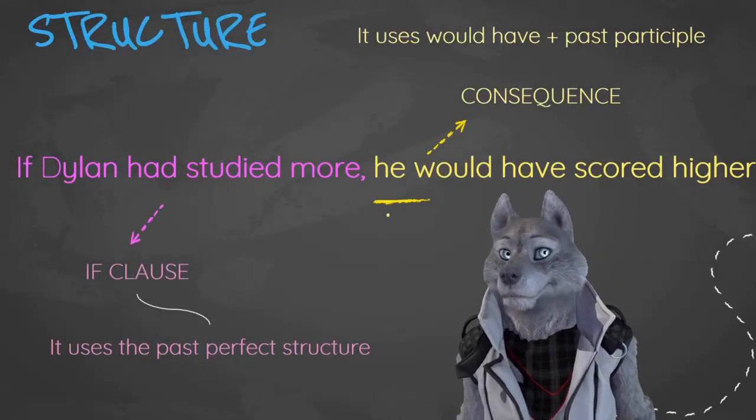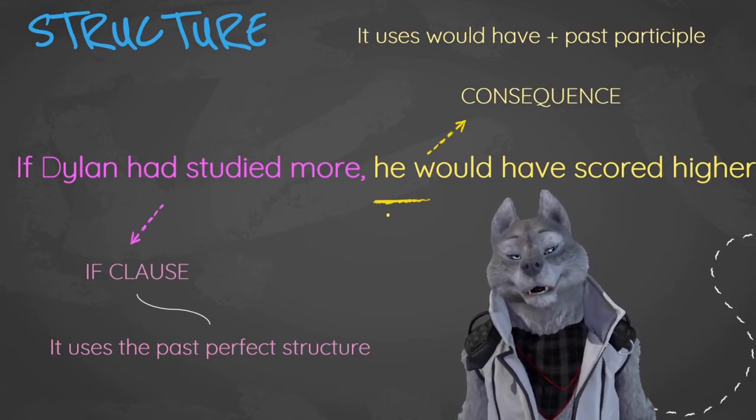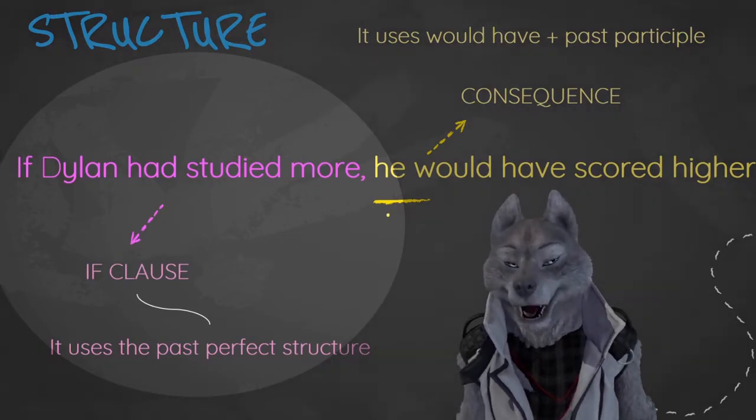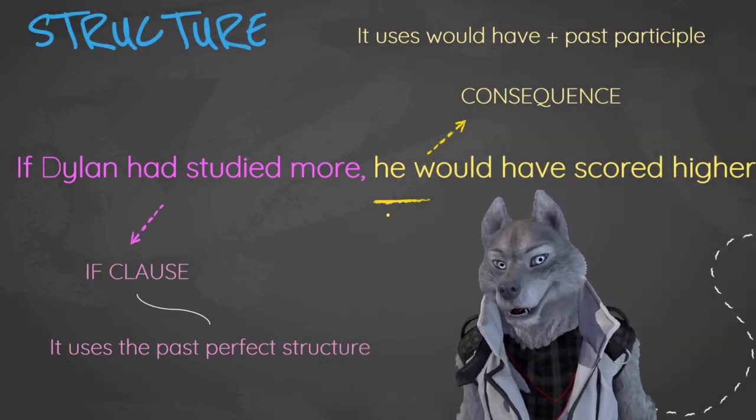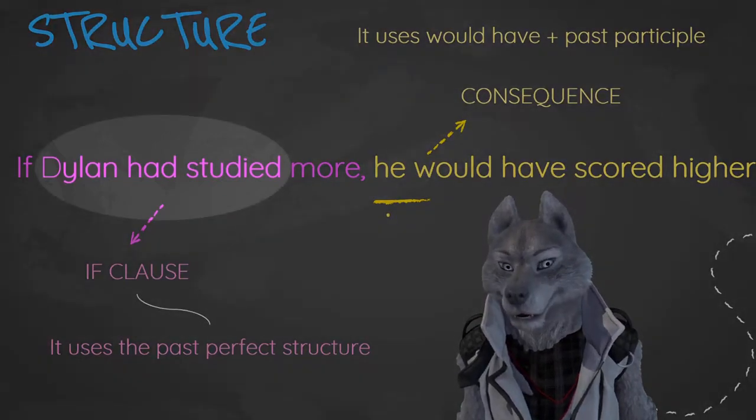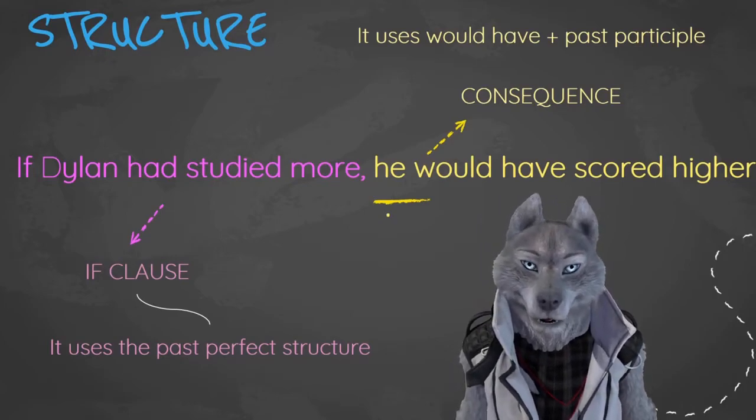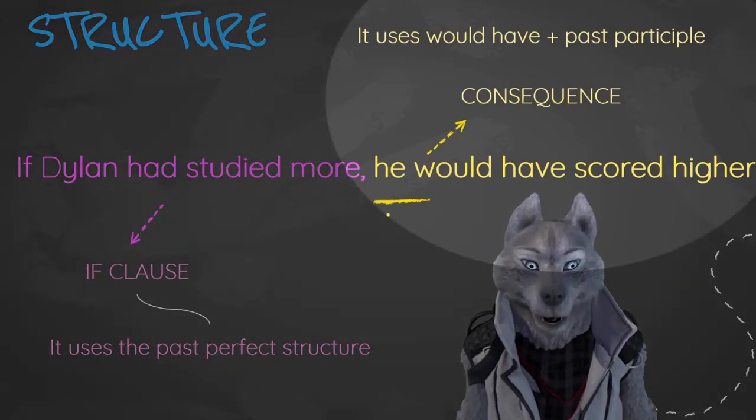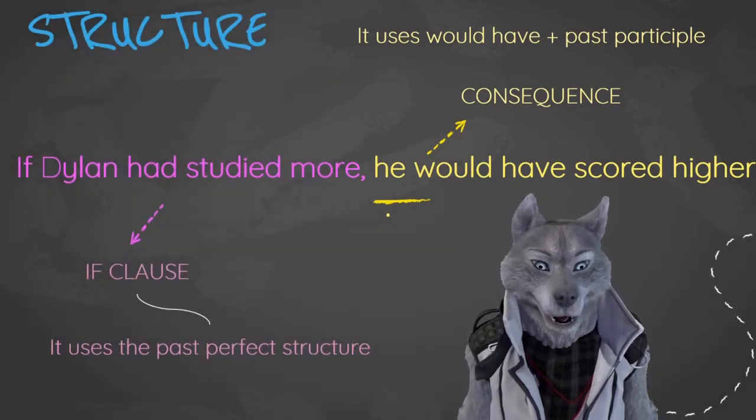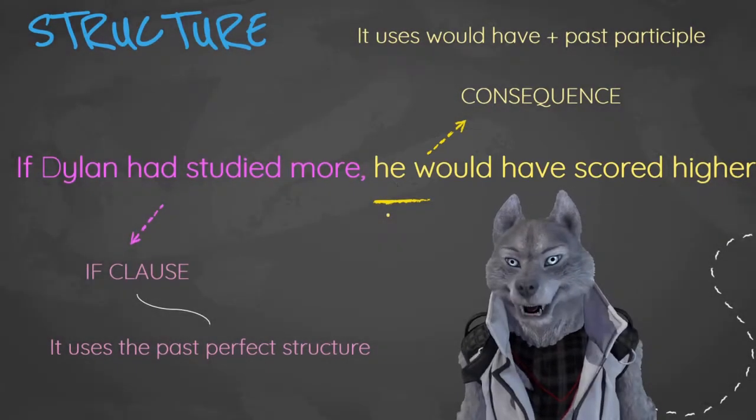Now the grammar. As usual with conditional structures, we need two clauses, each clause with certain elements. The if clause uses the past perfect structure. As we can see here, if Dylan had studied. You see that combination? That's the past perfect. The second clause, the outcome or the consequence, will use would have to be exact. He would have scored higher. So we use a combination of would have and past participle.